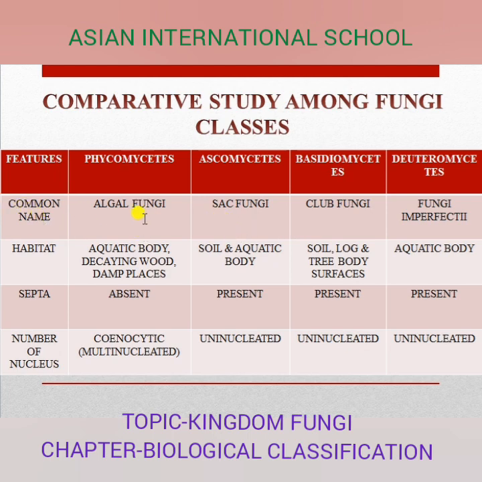The common name of the phycomycetes we all know, that is the algal fungi. In case of ascomycetes, obviously that is known as sac fungi. In case of basidiomycetes, that is known as club fungi, and deuteromycetes is known as fungi imperfecti or imperfect fungi. Next, if you consider habitat, you will see that phycomycetes or algal fungi are commonly present in aquatic bodies.